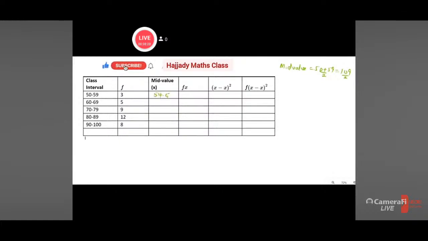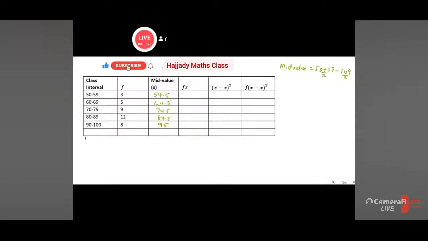If the same thing is done to 60 to 69, here we are going to have 64.5. And here we are going to have 74.5. Here, the middle value is going to be 84.5. And lastly, don't forget, here the interval is from 90 to 100. So our mid value is not going to be 94.5, but instead the average is going to be 95. So that is our mid value.